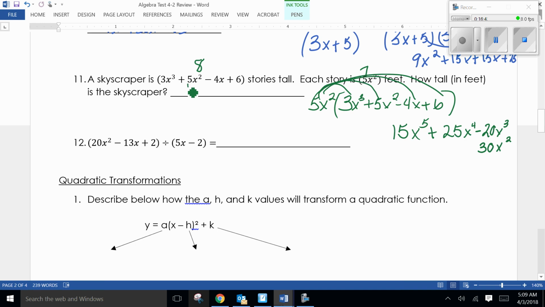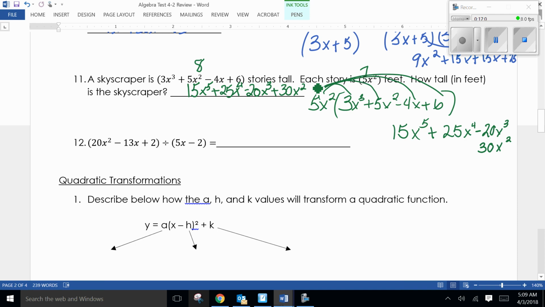So my final answer is 15x to the fifth plus 25x to the fourth minus 20x to the third plus 30x to the second.